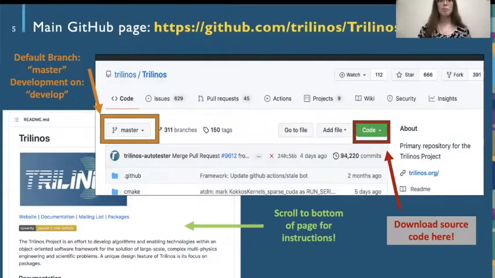And if you scroll to the bottom of the page, you can find a README with Trilinos instructions and instructions for documentation.